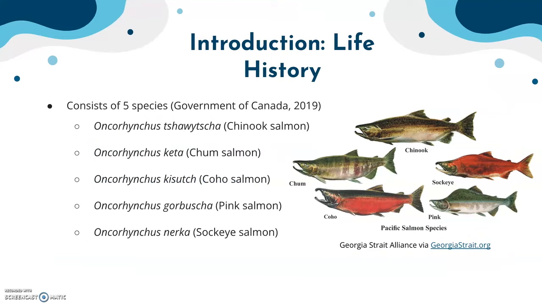Firstly, when we are discussing Pacific salmon, we're referring to a group of 5 species of salmon. As you'll notice, they're all from the genus Oncorhynchus. First up, we have Oncorhynchus tshawytscha, which is Chinook salmon, Oncorhynchus keta, which are chum salmon, Oncorhynchus kisutch, which are coho salmon, Oncorhynchus gorbuscha, which are pink salmon, and then also Oncorhynchus nerka. You can see all of them over on the right here. They all look slightly different, and we'll get into the morphology later on when it comes to detection.